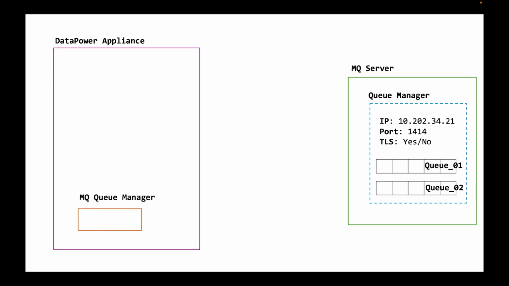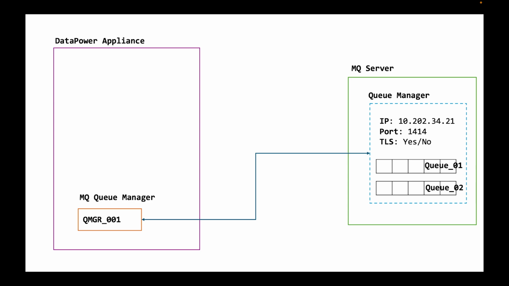Now on DataPower, you're going to create something called an MQ queue manager. This queue manager object is an object that encapsulates the connectivity details between the DataPower appliance and the MQ server. So this object will have the IP address of the MQ server-based queue manager. In this example, if I create the MQ queue manager on the DataPower appliance, I need to supply the IP address 10.202.34.21. I also need to provide the port number of the remote queue manager, which is 1414 in this case. And if there are TLS and other authentication-related configurations, then I need to provide those as well. That is what essentially constitutes the MQ queue manager object on DataPower.